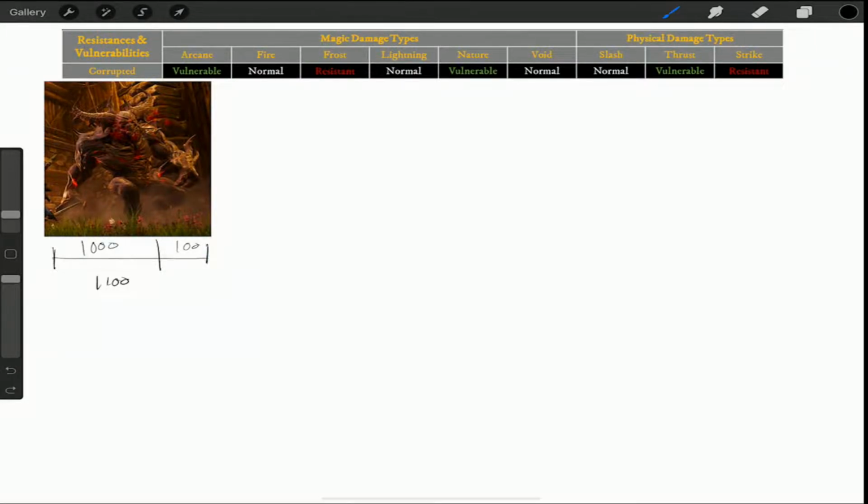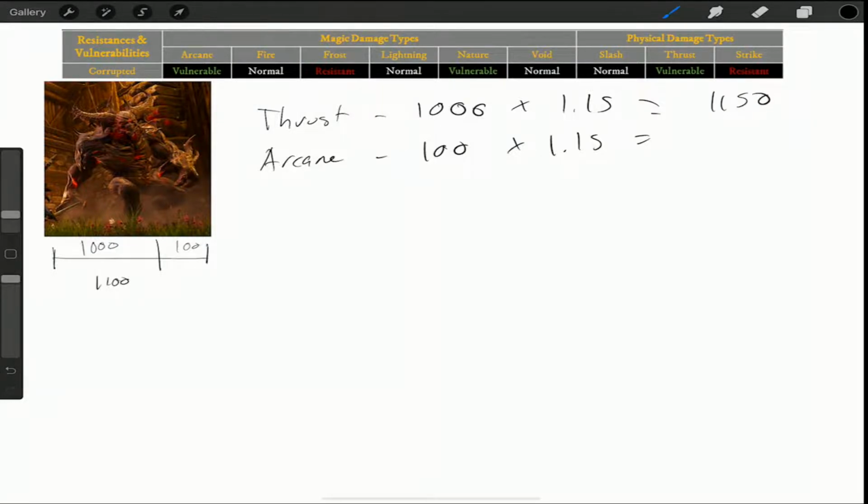So you always want to try to get double vulnerable situations. And for corrupted, if we use an arcane bow, bows which are thrust weapons, and arcane would be the magic amplifier there, you'd get a 15% amplifier on both aspects, physical and magical. So we have 1,000 times 1.15 and 100 times 1.15, which would give us 1,150 and 115 for a total of 1,265. Again, this is the best case scenario.